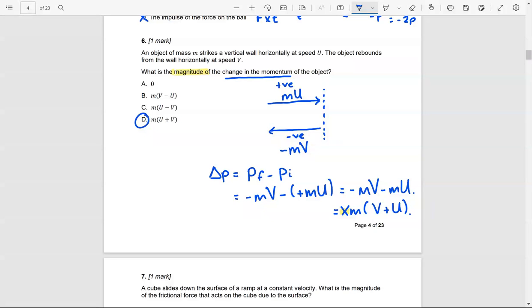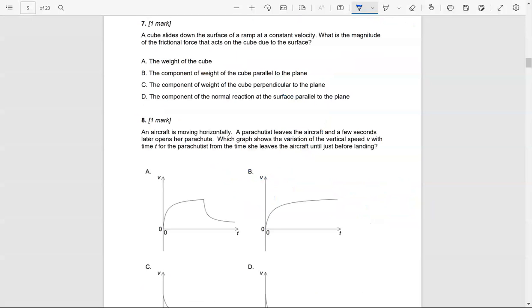Question 7, we're looking for the frictional force that acts as a cube is moving at constant velocity down a surface. So we have a cube. I'll draw it as a 2D, and it's moving at constant velocity down a slope, and the friction is always parallel to the direction of motion. So we have the component of weight of the cube parallel to the plane. So it's B.